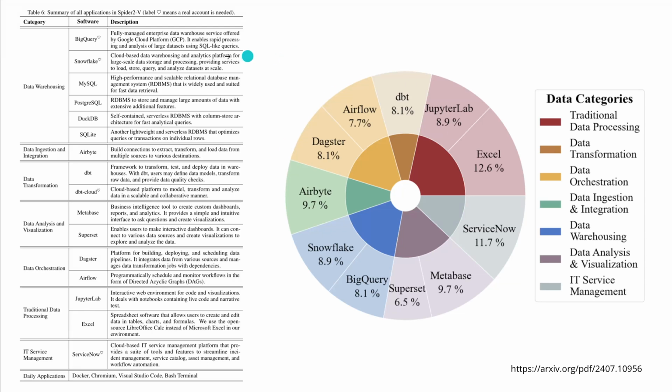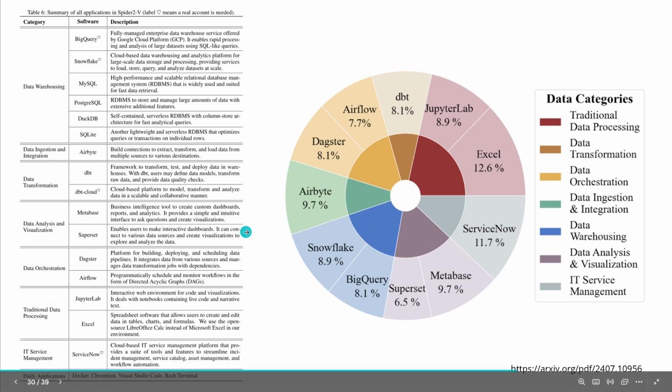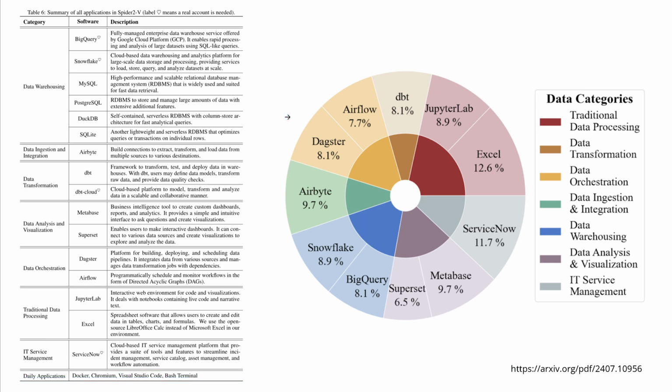If you want to have a detailed look at this preprint, here we have table 6, summary of all applications in Spider 2 Visual. And here we have different categories: the data warehousing, the data ingestion and integration, the data transformation, the data analysis and the data visualization, the data orchestration, traditional data processing, IT service management, and daily applications. And you see here again the data categories with their particular application, and they are distributed quite nicely. Great.